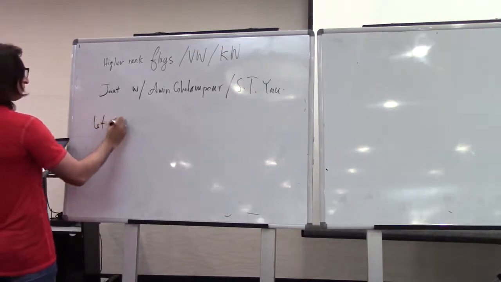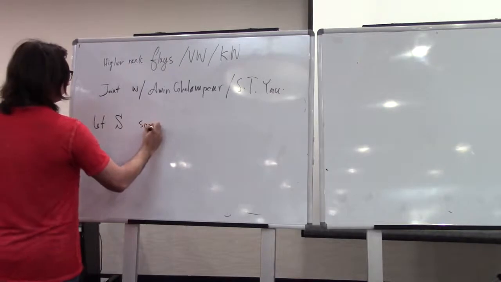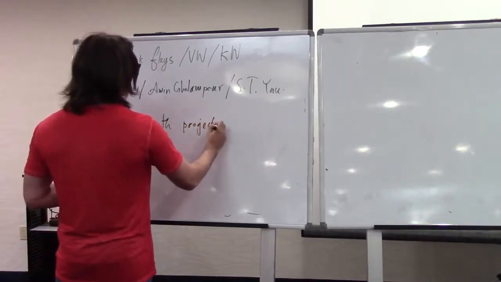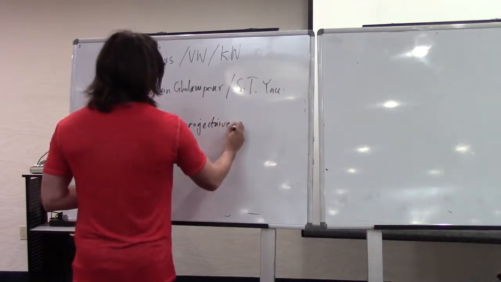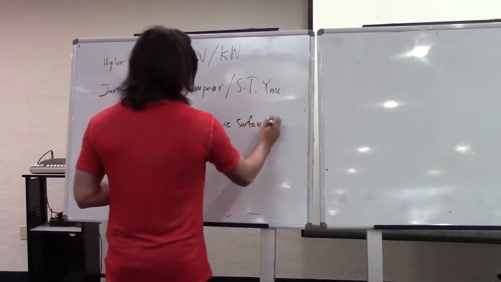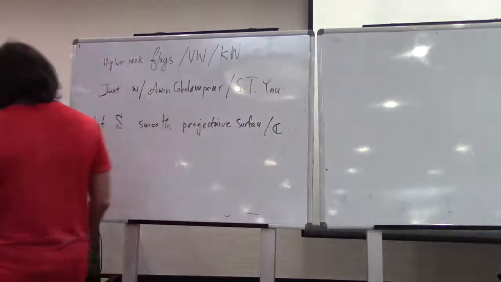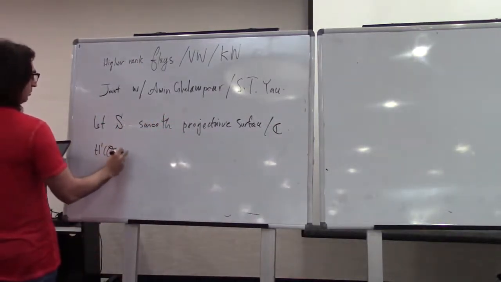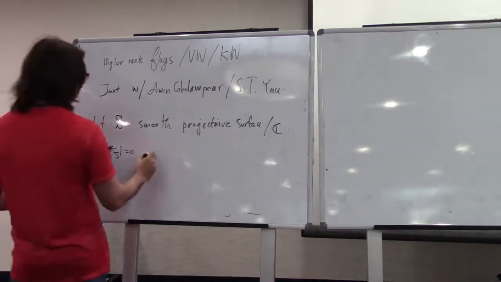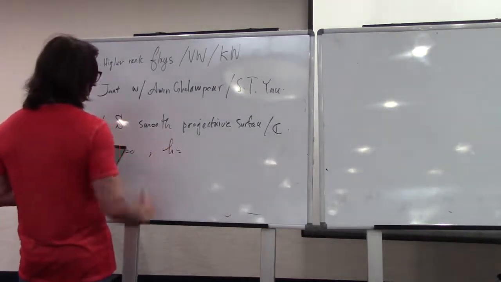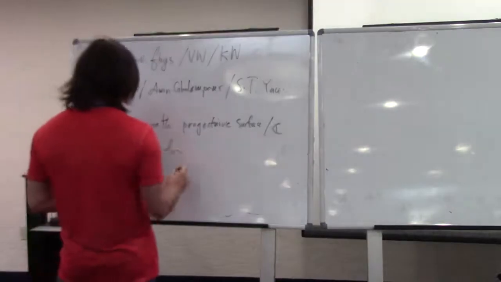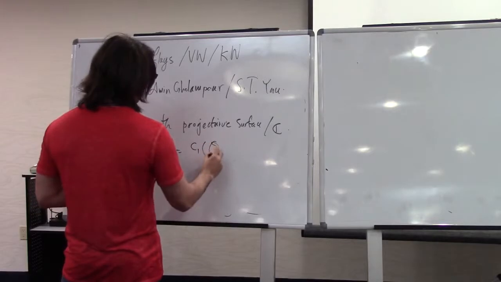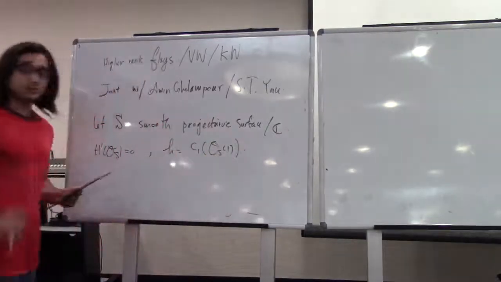So let S be a smooth projective surface over C, with the following cohomology conditions. So I would like H1 of O_S to be vanishing, and let us pick an ample hyperplane class. So let little h be the hyperplane class on this projective surface.